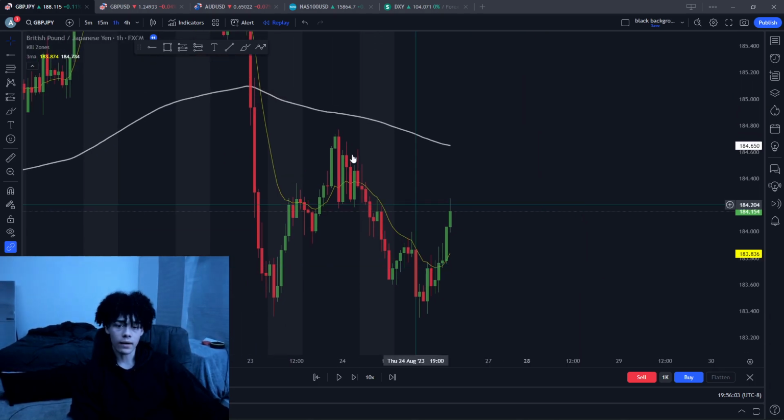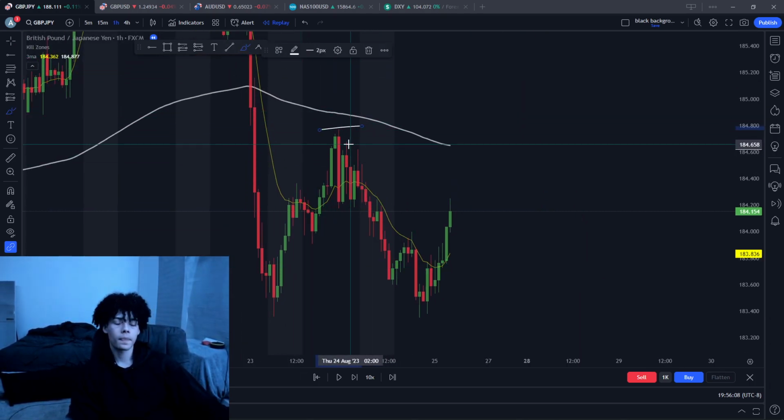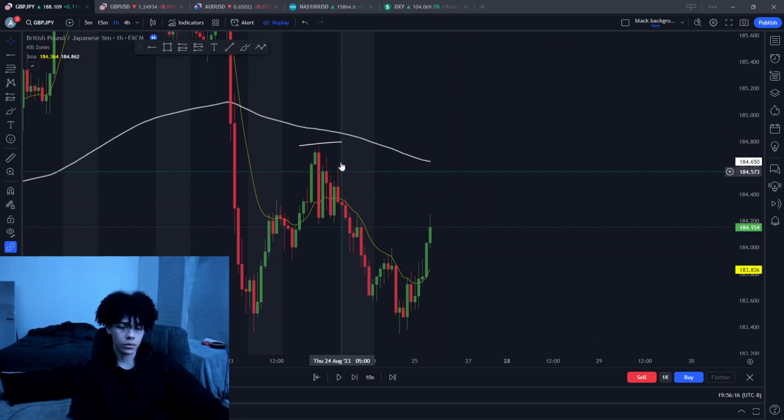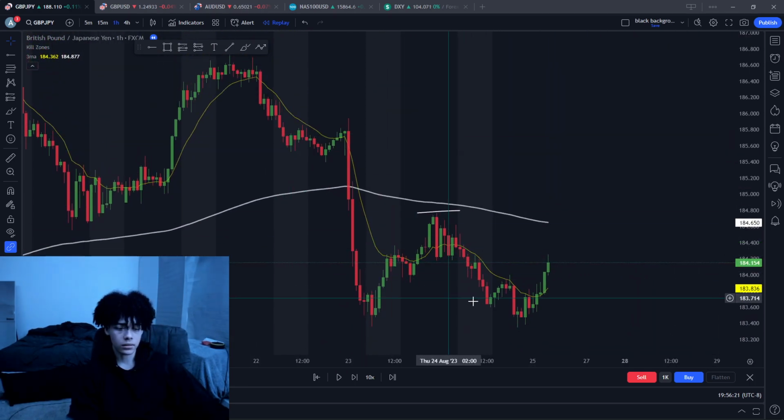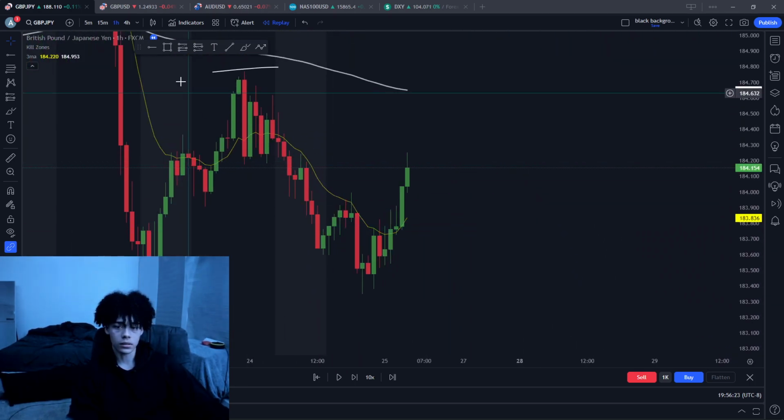But since we haven't actually surpassed this high, we're still bearish. Just because I see this pattern does not mean, oh, instantly buys. No, that's just not how it works. So what is the market telling me right now? It's still telling me sales. It's still telling me that the market is bearish and I should still be looking for sales.